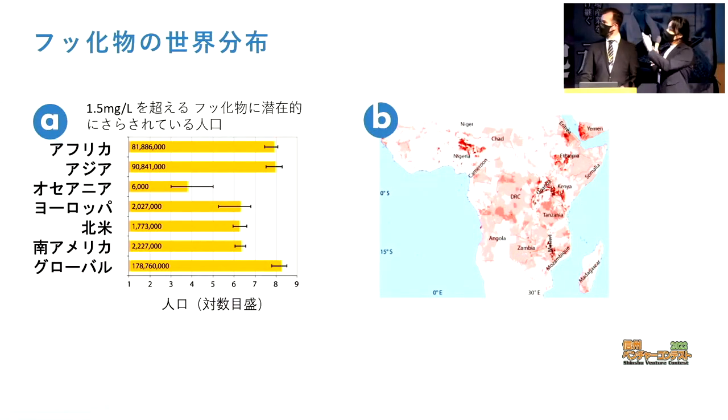And if we see the distribution of fluoride in the world, it's not only in Africa that we can find higher levels of fluoride in water, but also in Asia, with more than 180 million people affected by this disease.